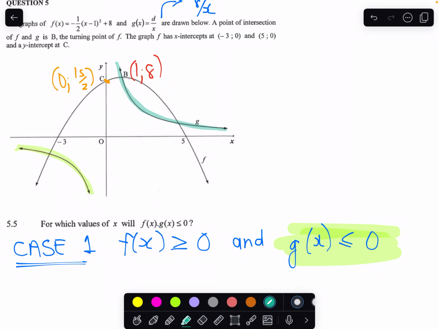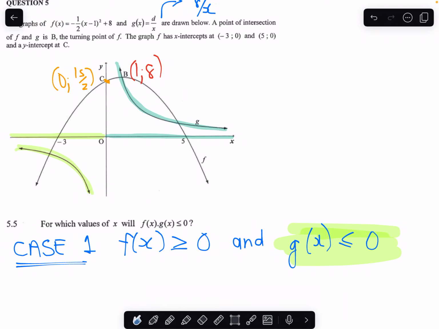Now, to be even more specific, we're more concerned with the x values. So to be more specific, these are the x values that give us negative function values for g, and these are the x values that give us positive function values for g.